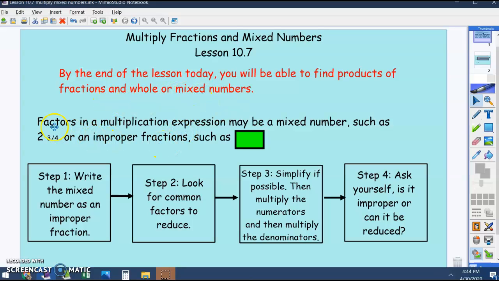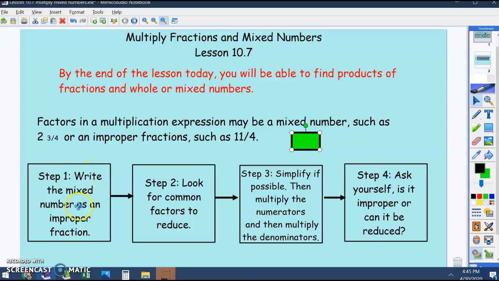Factors in a multiplication expression may be represented as a mixed number, like this, 2 3/4, or as an improper fraction. Think in your head real quick, what do you think 2 3/4 would be as an improper fraction? If you said 11/4, you would be correct. Woo! Okay, so here are the steps.